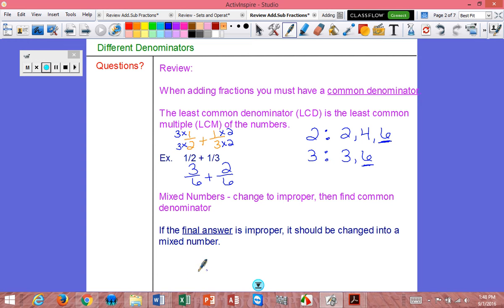Finally, if you have a mixed number, such as 1 and 1/2, you have to make it improper before you can operate with it or find a common denominator. And remember, you're just going to take the denominator, multiply it by the whole number, and then you're going to add the numerator. So 2 times 1 would be 2, plus 1 would be 3. If you have a final answer that's improper, like let's say we get an answer like 8/5, you have to change it back into a mixed number. Now I say top dog in the house, and then you would just divide.